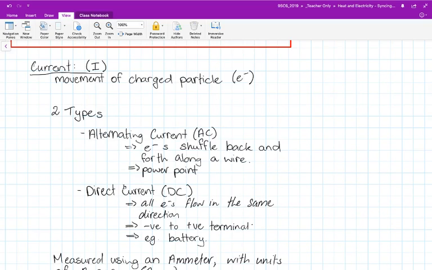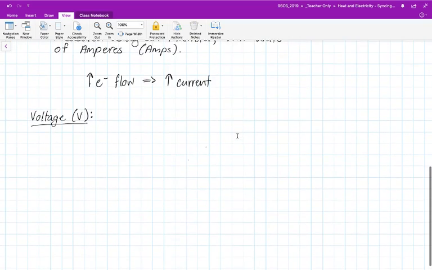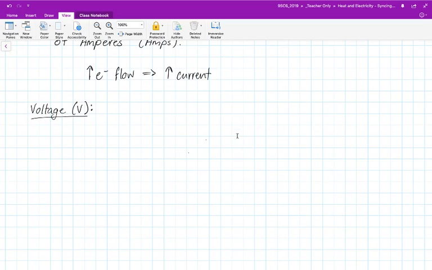Okay, so now we're going to talk about voltage. We discussed it the other day and decided that voltage was a measure of the amount of energy within an electron. Now we can elaborate on this by saying it is the amount of energy supplied to a circuit or used by an electrical component within the circuit.